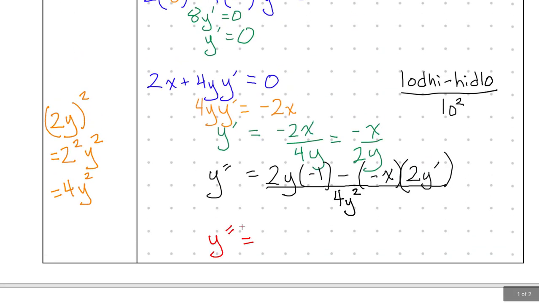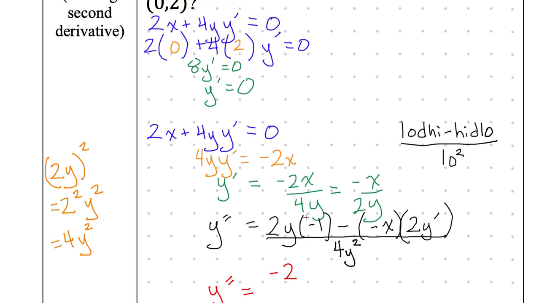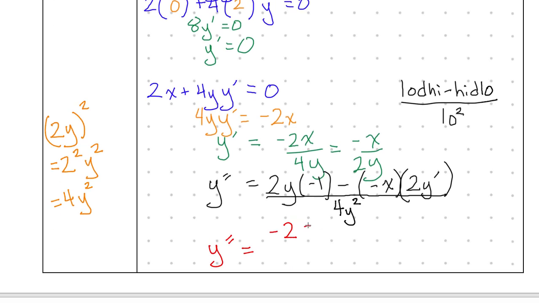Do we plug back in the x and y coordinates? We do indeed. All right, so then y double prime is equal to negative 2 times 2 plus 2 times 0 times 0 divided by 4 times 2 squared. That is all correct, and I need to go slowly so I don't make a mistake. Negative 2 times negative 1 minus, and then x is 0, so minus a negative 0, which is just 0, times 2. And then here's the trick.